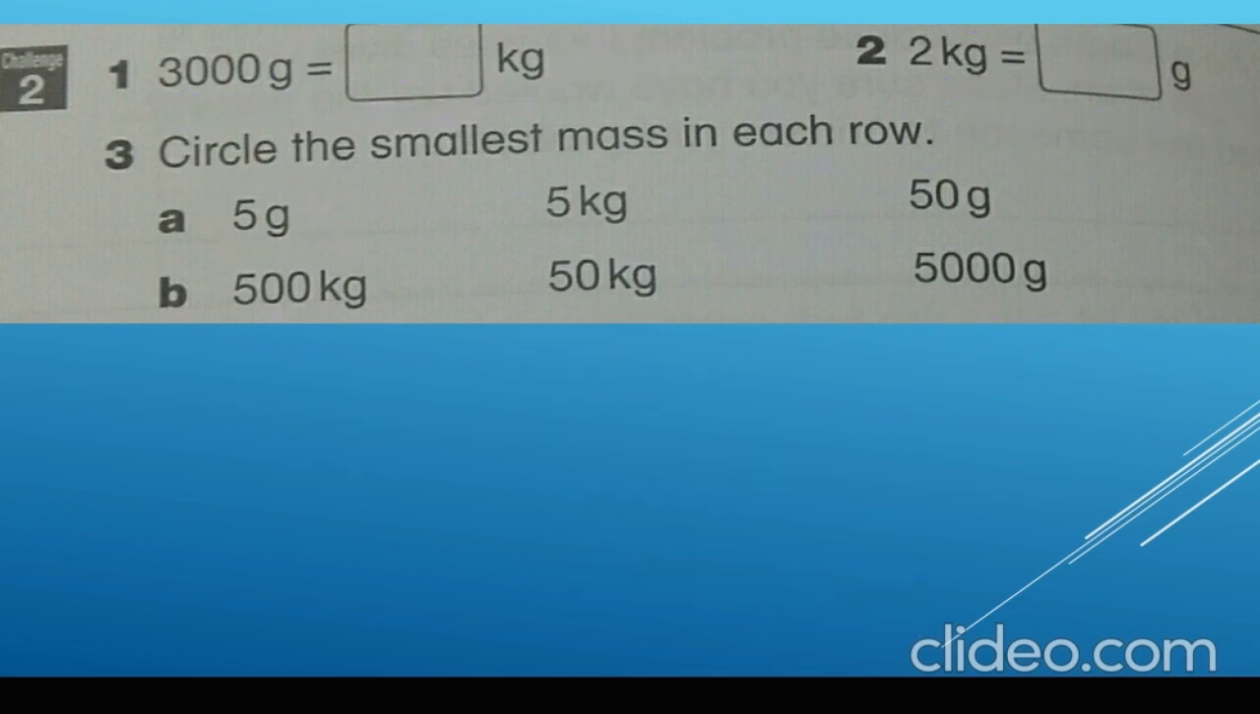Okay. B. 500 kilogram, 50 kilogram, and 5,000 gram. You will notice that I have 2 numbers measured by kilogram and the last one measured by gram. So the easiest way to change this number to what? To a kilogram.